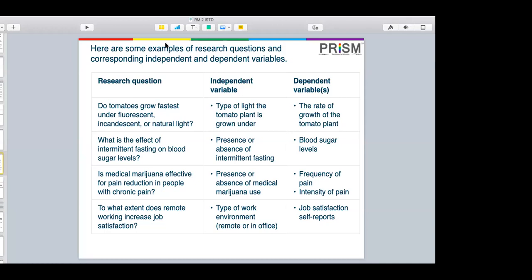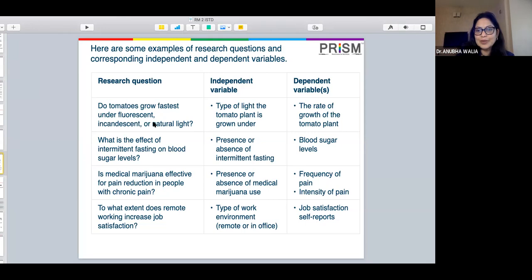Yeah, ma'am. Perfect. Okay. So, I've given you a very simple example on the screen of how the research question is there, what the independent variable is and what the dependent variable is, so that it's easier. What is the effect of intermittent fasting on blood sugar level? So intermittent fasting is your independent variable and blood sugar, which is what changes, is the dependent variable. Okay. So that's how it becomes a dependent variable.